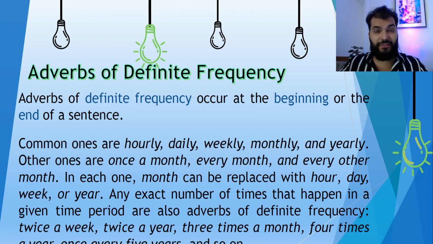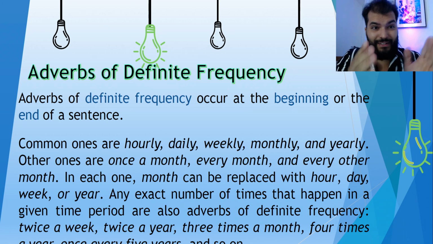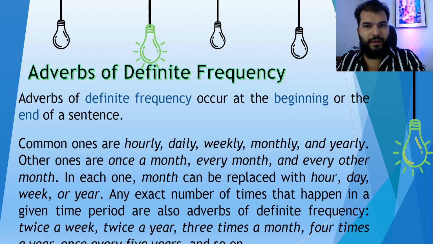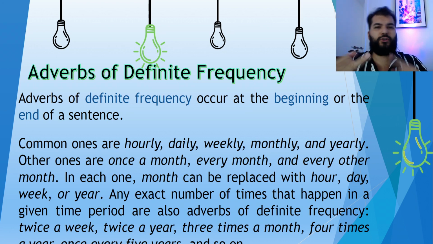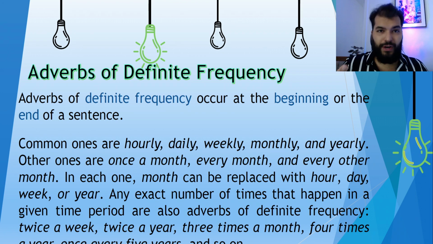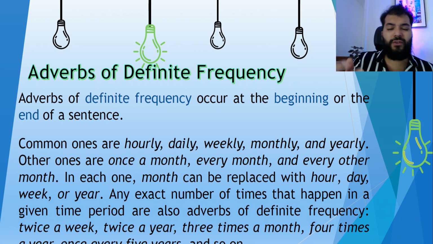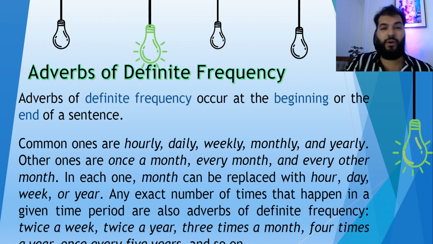Listen, definite frequency. The frequency is definite. That's the point. For example, once a week, twice a week, once a month, 3 times a month, once a day, hourly. All right? They occur at the beginning or at the end of a sentence.